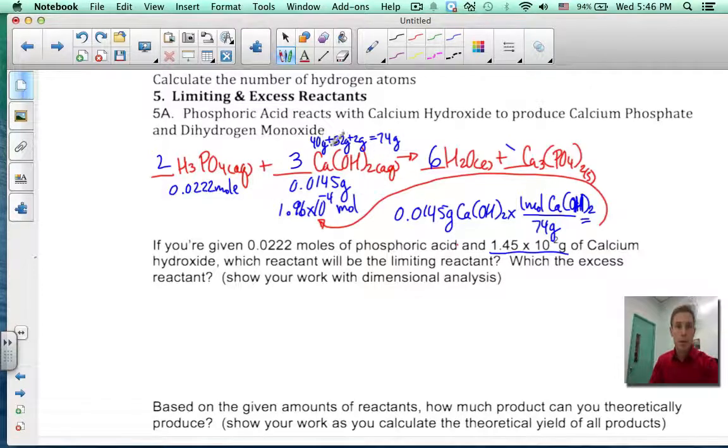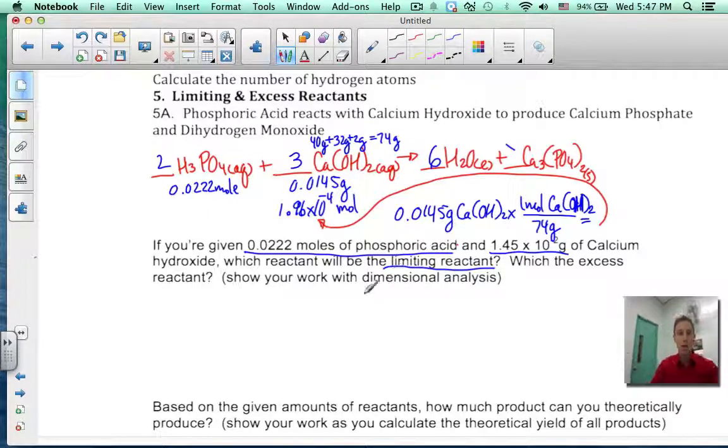Alright guys, continuing the video, we found that we were given 0.022 moles of the phosphoric acid here, and then we had 1.45 grams of the calcium hydroxide here. We converted the grams of calcium hydroxide into moles using the molar mass, 74 grams for every 1 mole of calcium hydroxide, giving us 1.96 times 10 to the negative 4 moles of calcium hydroxide. Which reactant now will be the limiting reactant, and which will be the excess reactant?